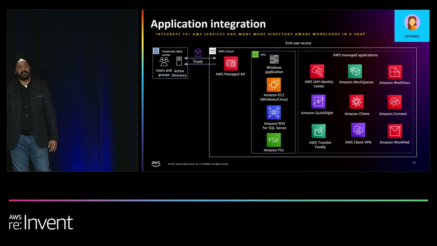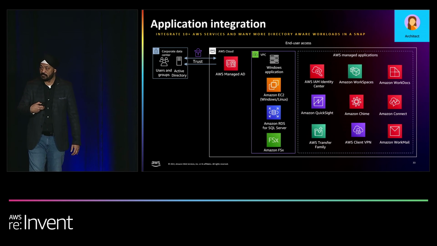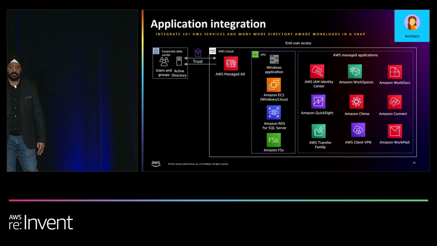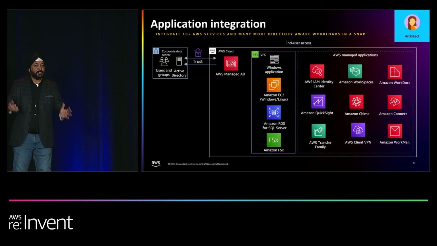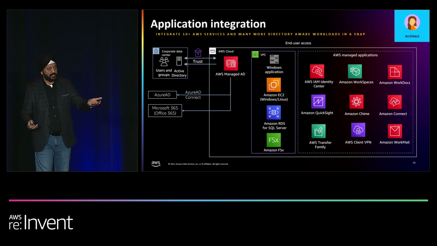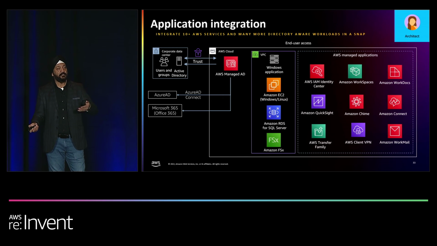But not only that, it natively integrates with WorkSpaces, Amazon Connect. A lot of customers use Amazon Connect and integrate it with AWS Managed AD to simplify it. The story doesn't end there. Once you have it enabled, now you can use this to integrate it with Azure AD using Azure AD Connect, and also integrate it with Office 365 infrastructure.